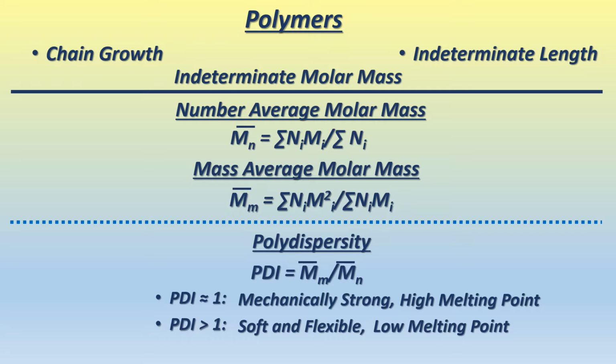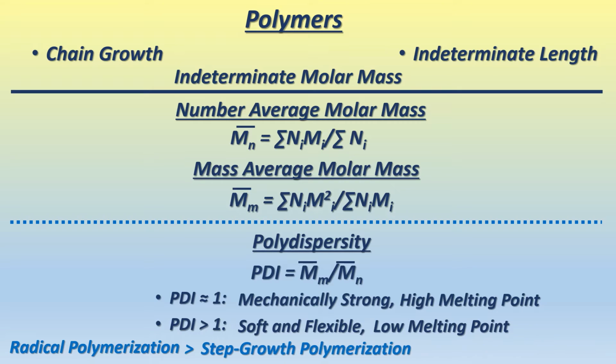In general, radical polymerization gives you the highest polydispersity, followed by various step growth polymerizations. The most homogeneous polymers are produced by anionic polymerization and generally have a polydispersity index approaching 1.